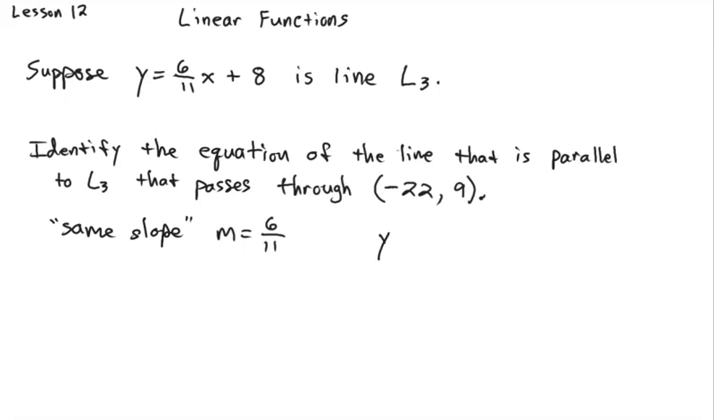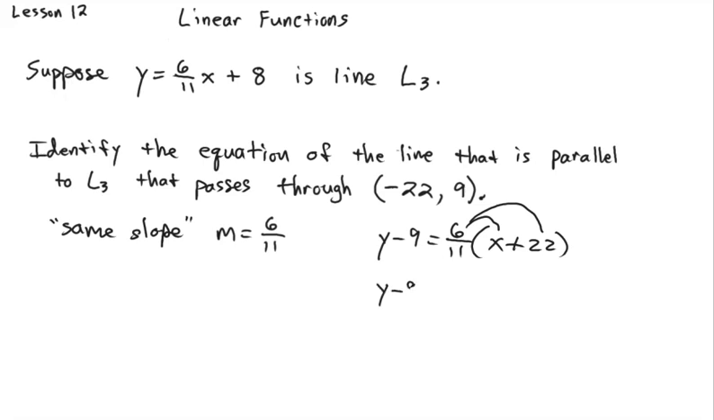We can do y minus the y value, 9, y minus 9 equals the slope, 6 over 11, times x minus the x value, which is negative 22. That makes it x plus 22. Now this is point-slope form, but let's suppose that they want us to write it in slope-intercept form, or they want us to identify the y-intercept. So we're going to distribute the slope to the x and to the 22 over here.